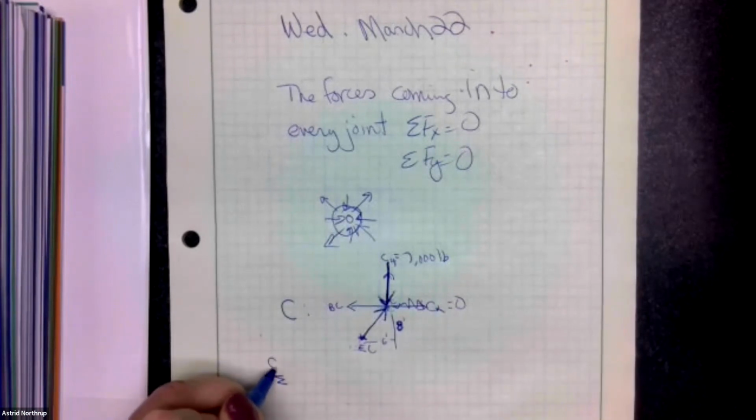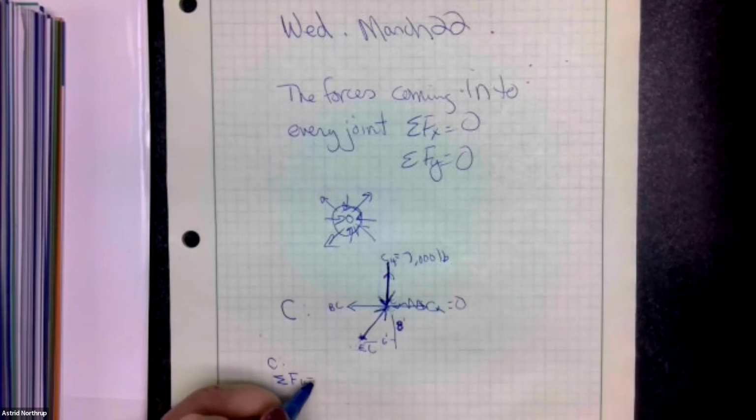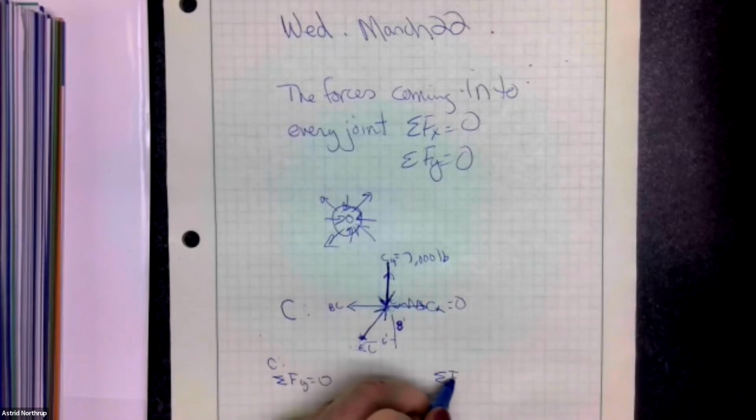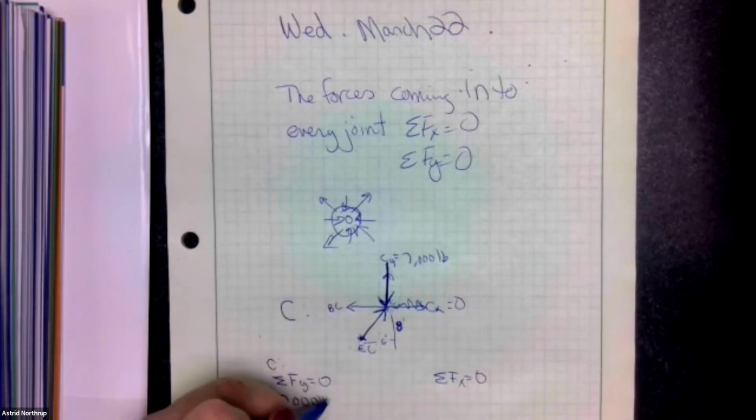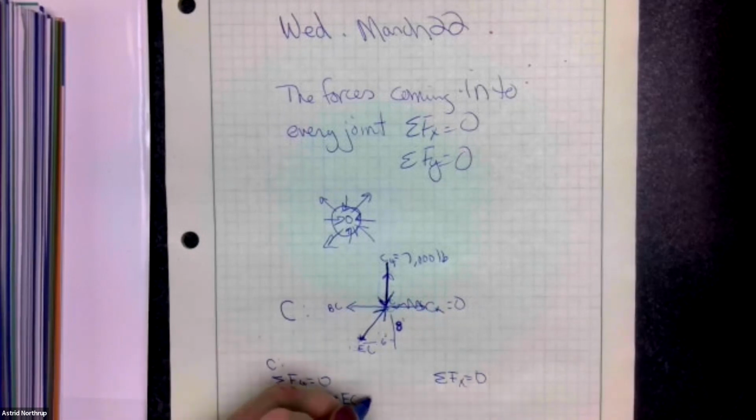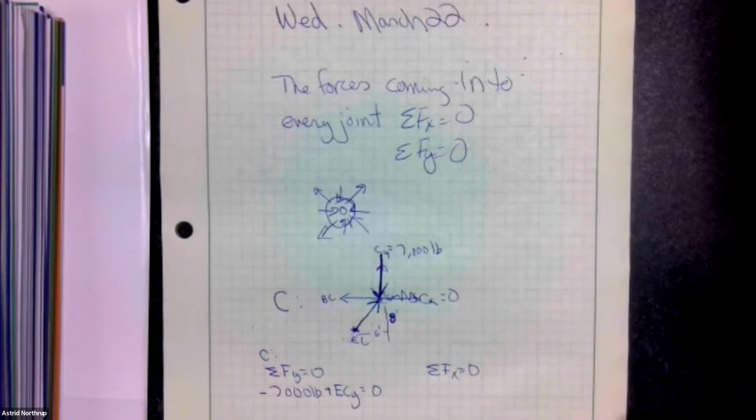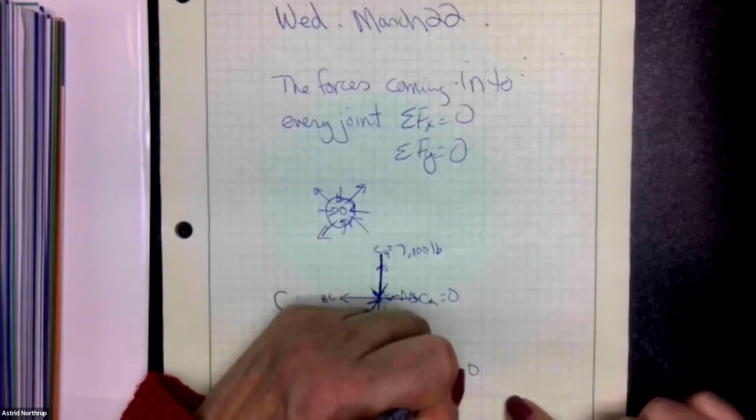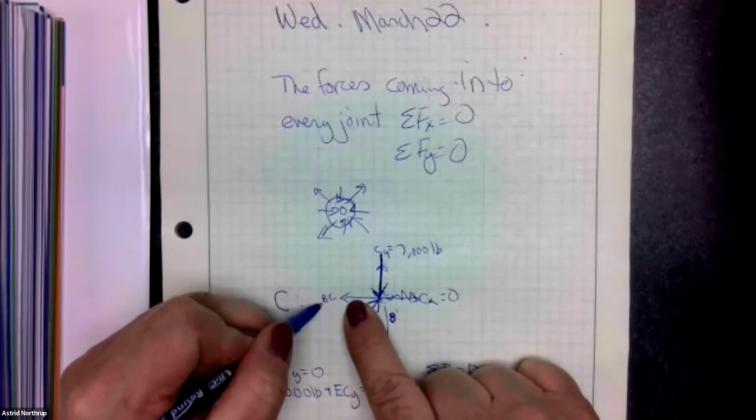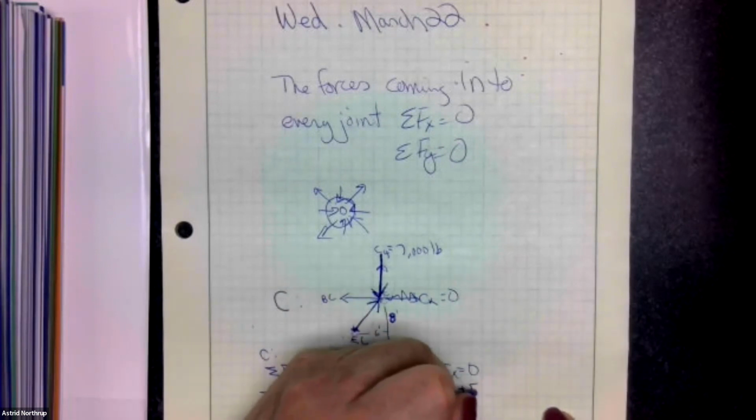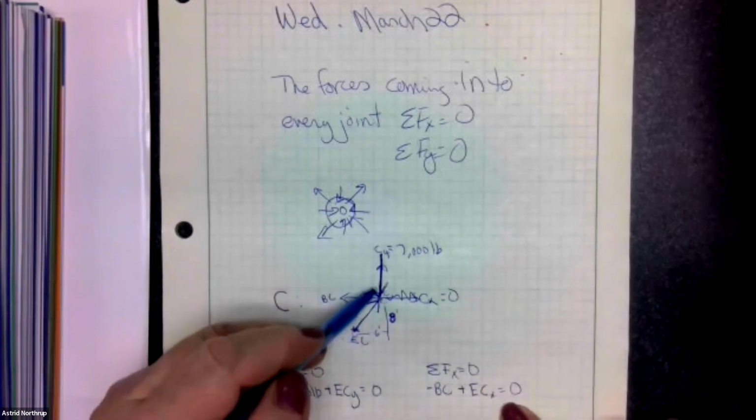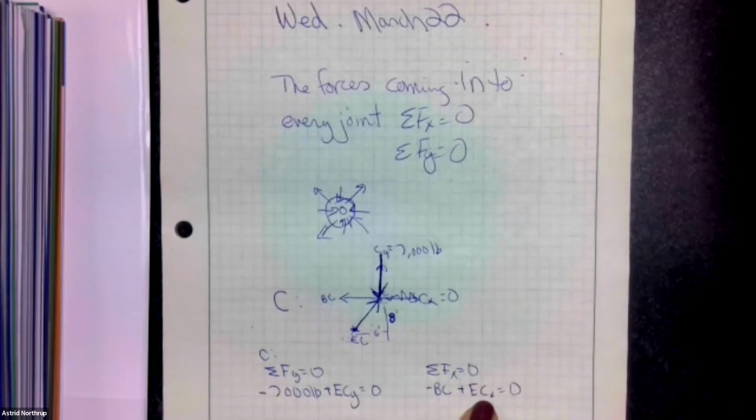Coming into joint C, the summation of forces in the Y direction has to equal 0, and the summation of forces in the X direction has to equal 0. What do I have going on in the Y direction? Well, I have minus 7,000 pounds, and then I have plus E sub C in the Y direction. Those are the only two vertical forces I have, so they have to add to 0. In the X direction, I have negative B sub C, the whole thing, because it's purely horizontal, and then plus E sub C in the X direction. Those are the only two horizontal forces I have, and that has to equal 0 as well.